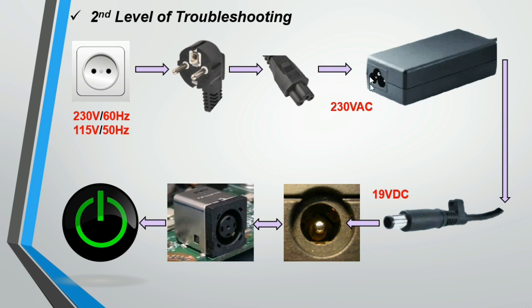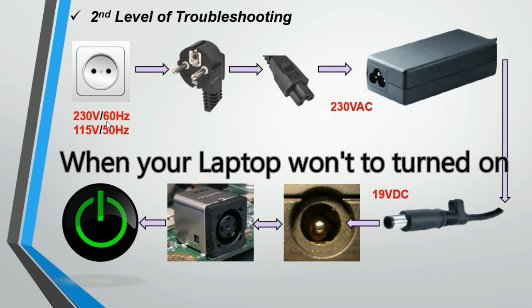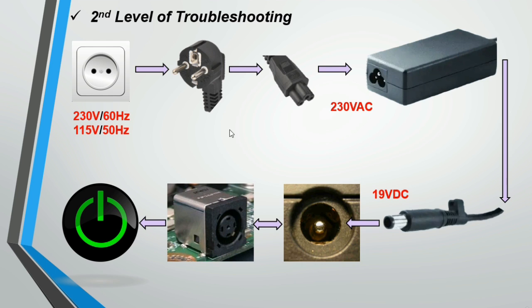And here we have the adapter. This is the 19 volt DC adapter plug. And this is the laptop jack. This is another image of the laptop jack connected to the motherboard. And this is the power button. So when your laptop won't turn on, the problem can be in one of these items.